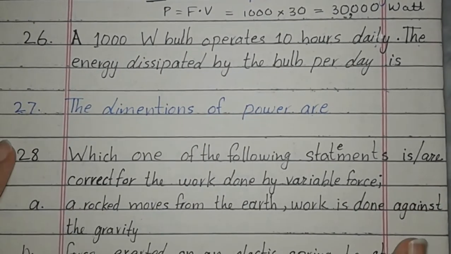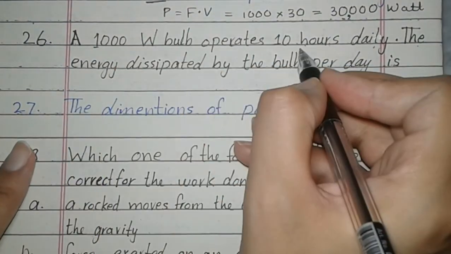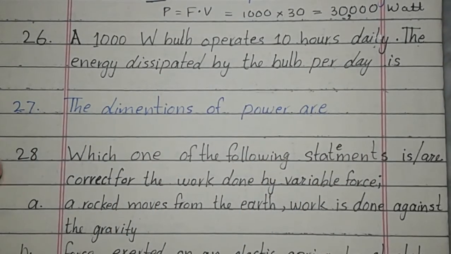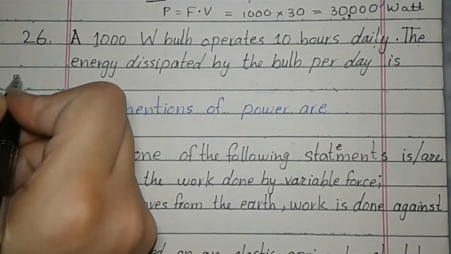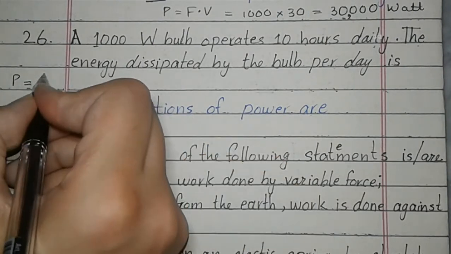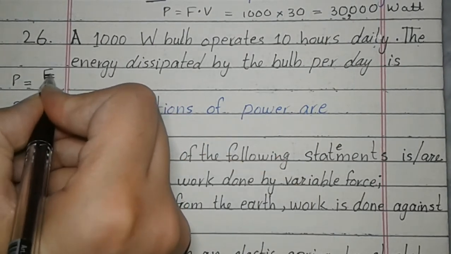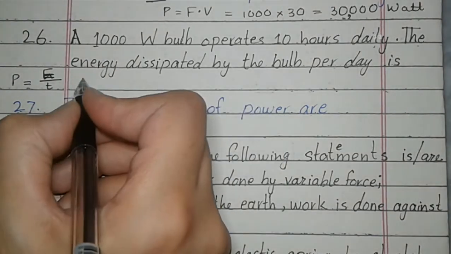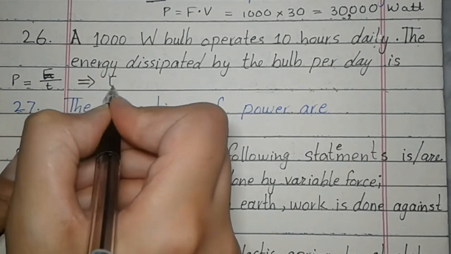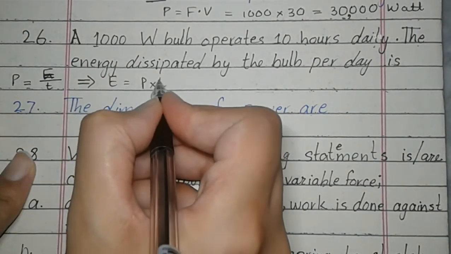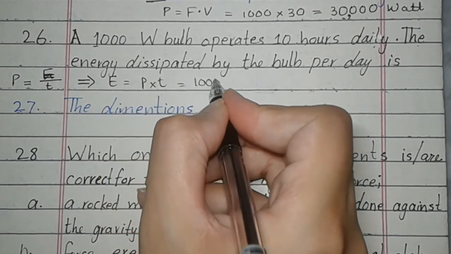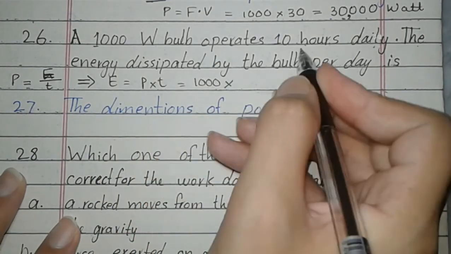Next one: a 1000 watt bulb operates 10 hours daily. The energy dissipated by the bulb per day. We know that power is equal to work or energy divided by time. Now here the energy is required, so write it like this: energy is equal to power multiplied by time. What is the power? 1000 watt power multiplied by 10 hour.